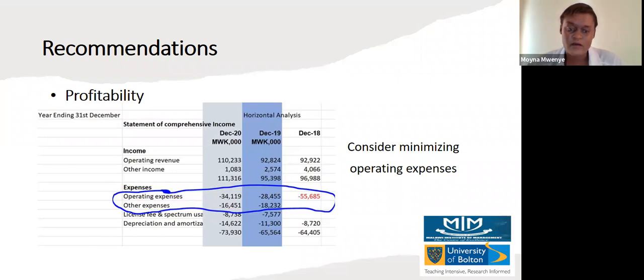Why are we calling these flexible? Because these include administrative costs and other costs, but then the licensing fee and spectrum usage, these you cannot run away, and Airtel cannot change them because these are bound by the regulator.